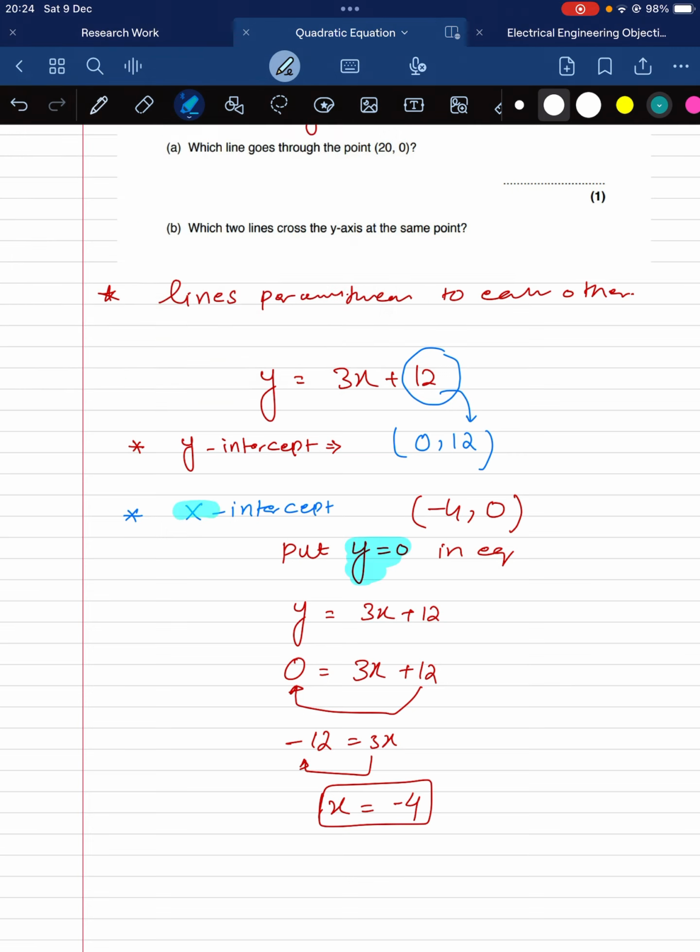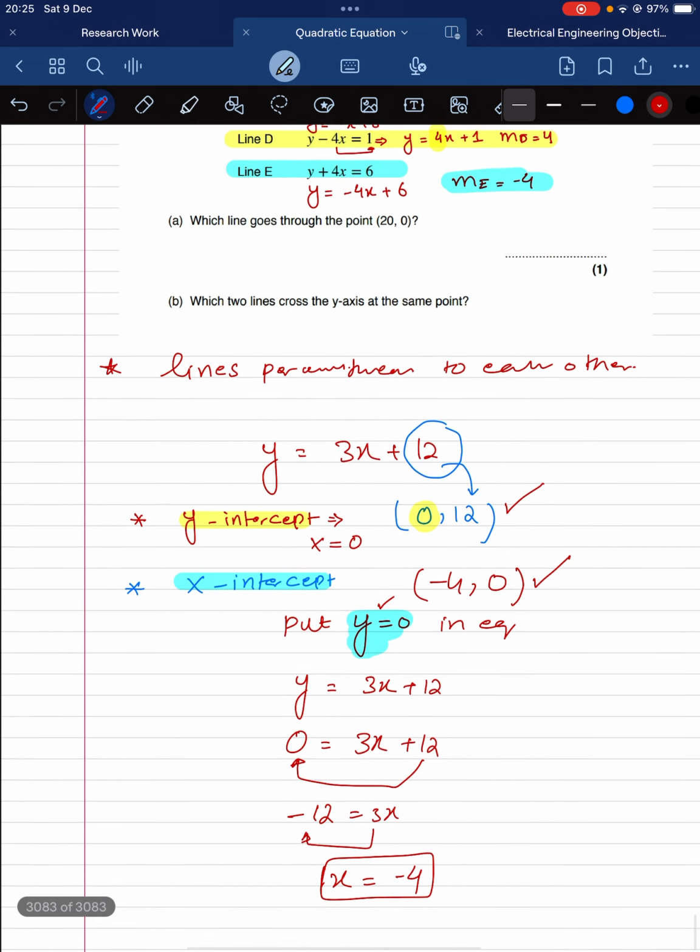Whenever we are finding the x-intercept, we put y is equal to 0, and whenever we are finding the y-intercept, we put x is equal to 0. In the x-intercept we have y is equal to 0, and in the y-intercept we have x is equal to 0. So this is your x-intercept, and this represents your y-intercept.